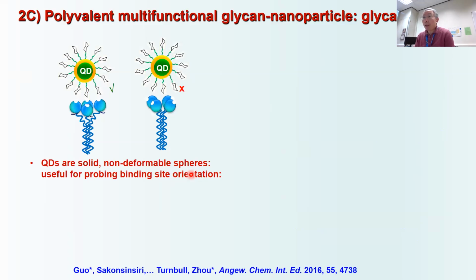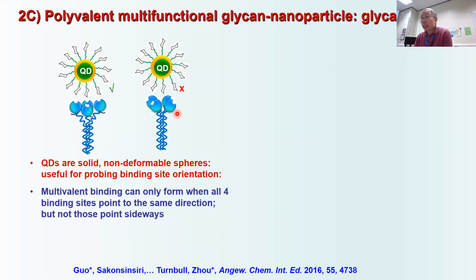And also importantly, because a quantum dot is a solid ball, it cannot really deform, which means if one of the lectins can bind simultaneously, then all of these sugar binding domains should be facing in the right direction. On the other hand, if the other lectin is unable to bind strongly, their binding domains may be facing sideways, so they are not available for multivalent binding. So in this case, we can use this property to probe how these four sugar binding domains are spatially arranged.